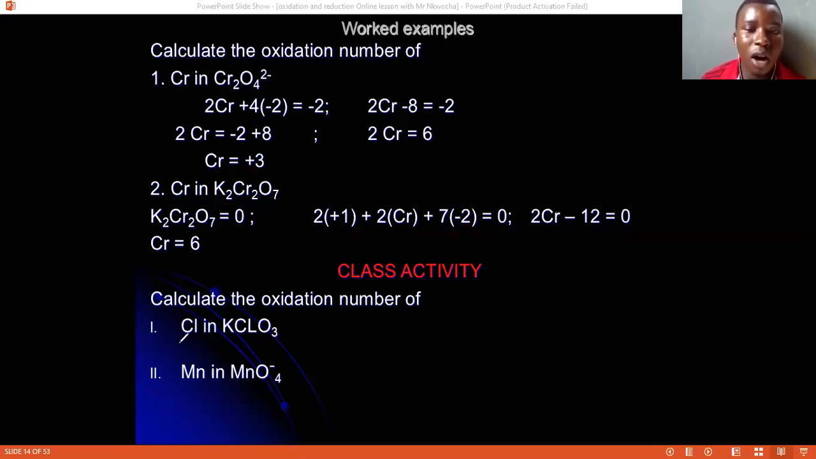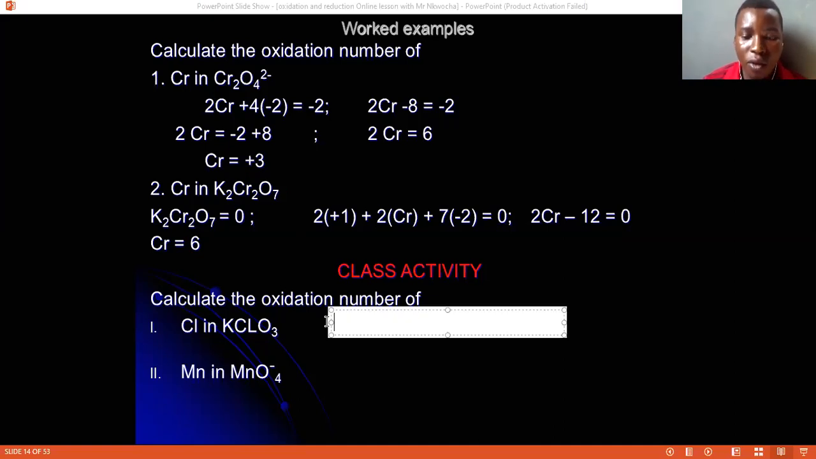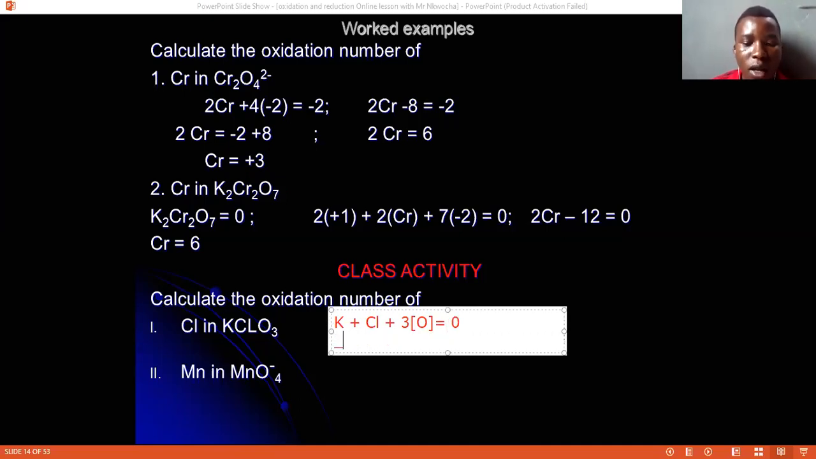Now, we are asked to calculate this just for us to practice. This compound is not carrying any charge. Let me just use text, it'll be faster. So I will have K plus Cl plus how many oxygen do we have? Three, so three O. Let me use this bracket to differentiate it. The whole compound has zero charge. Potassium is group one, so it has plus one. We don't know Cl, which you say we should calculate.